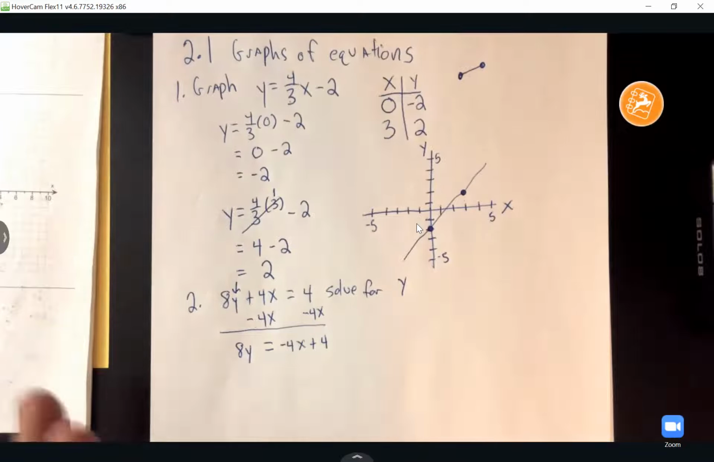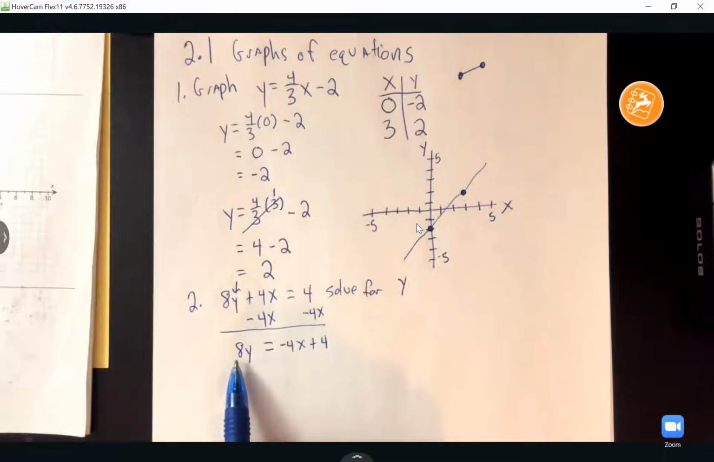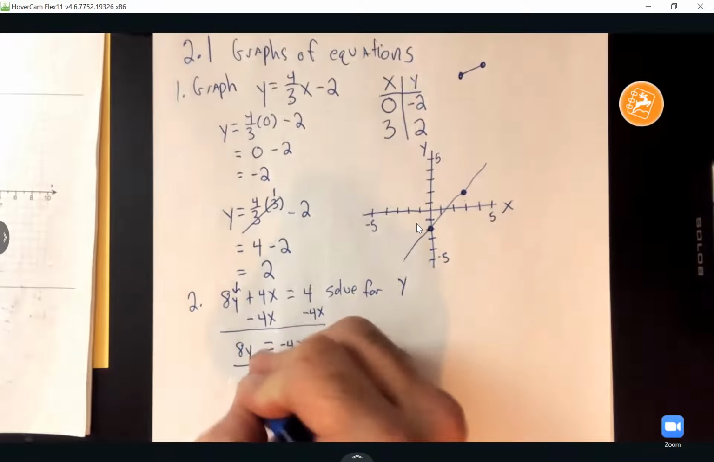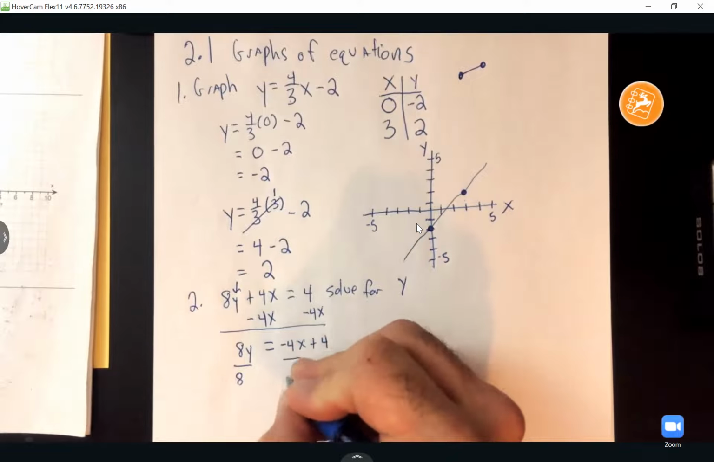All right, so we got the 8y by itself, but we need to make this into 1y instead of 8y. So to make this a 1y, since they're multiplying by the 8, we're going to divide by that 8. So come in here and divide everybody by 8.